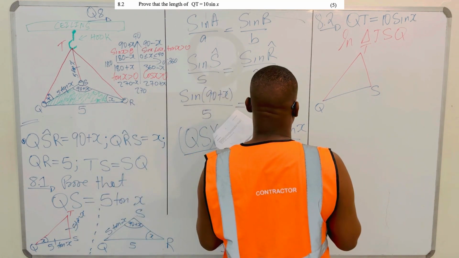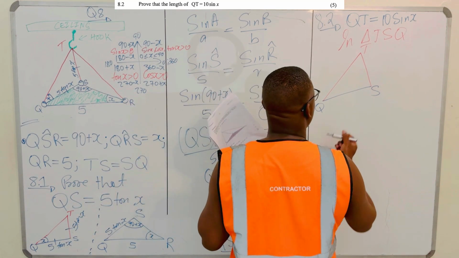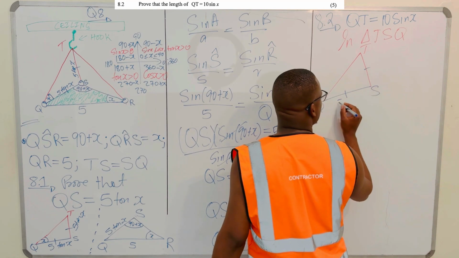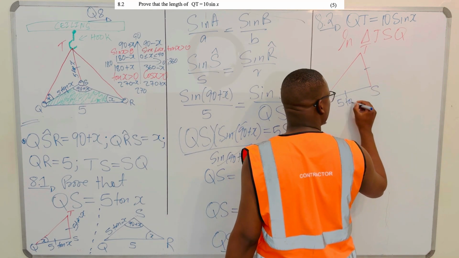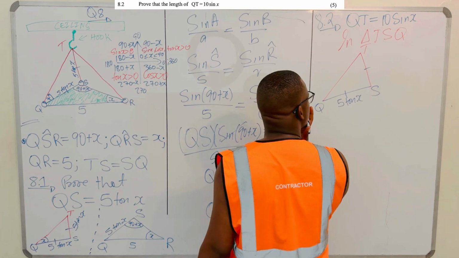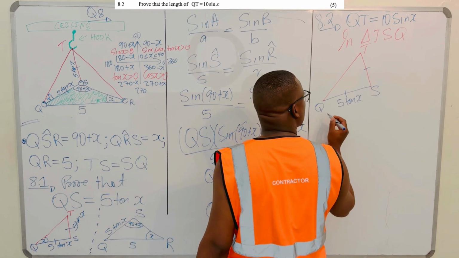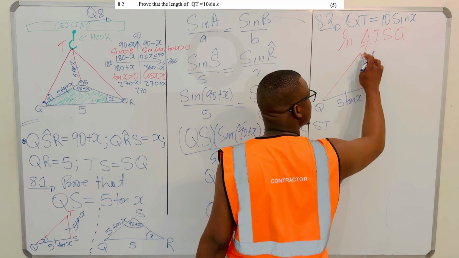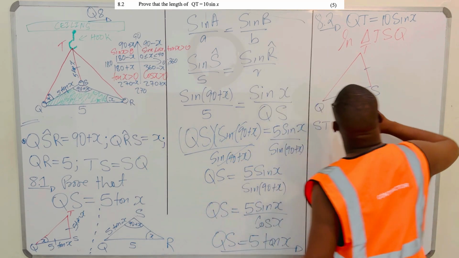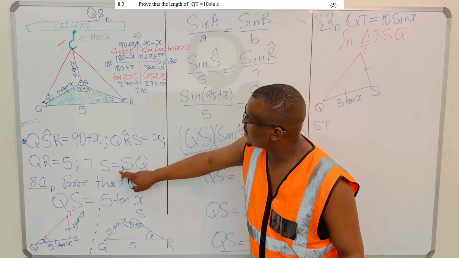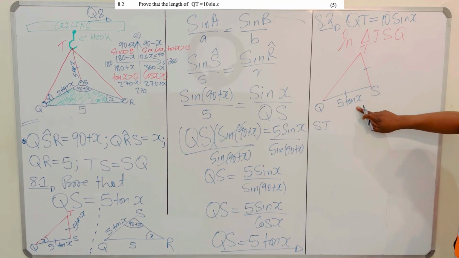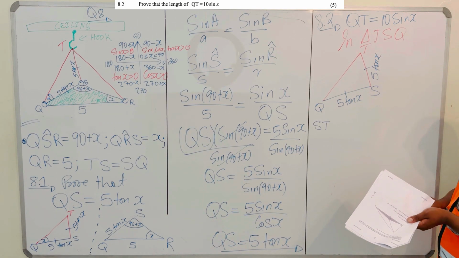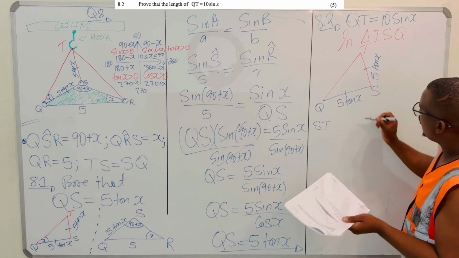So from the previous question, which is 8.1, we were calculating QS. We found that QS is 5 tangent of x, right? And now ST, which is this distance here, is also equal to this, because we're told that ST and QS are equal. So we found QS is 5 tan x, so ST also has to be 5 tangent of x. This is not a problem. Done. So we have the length of the side.